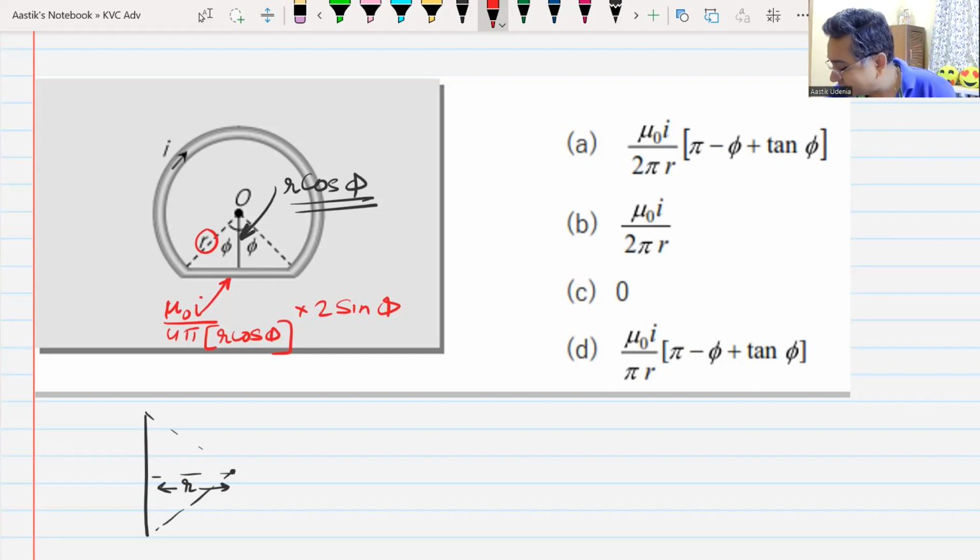The direction is not asked. In any case, the direction would be inside. The magnetic field due to this wire is mu naught I by 4 pi r into 2 pi minus 2 phi.